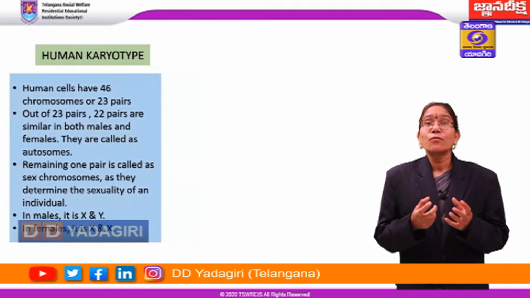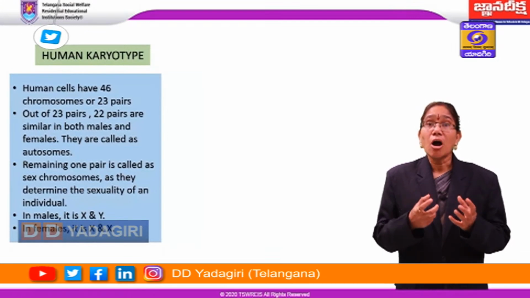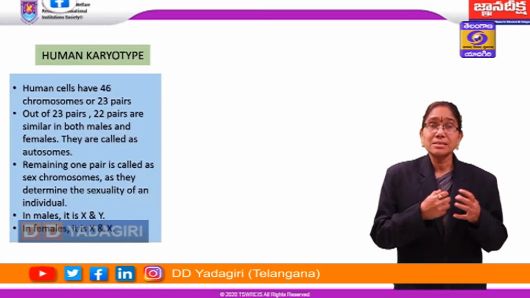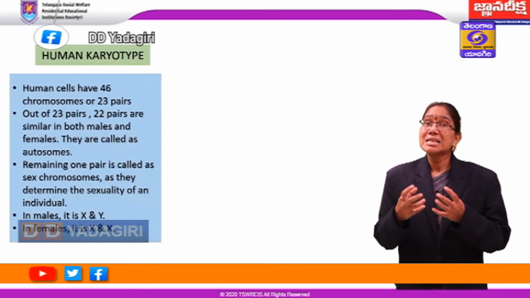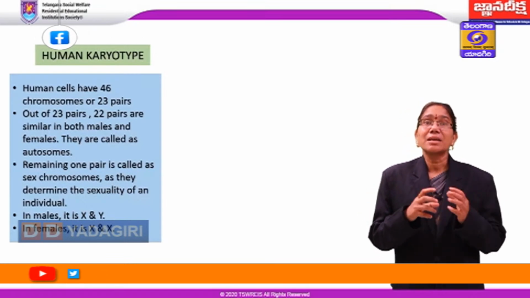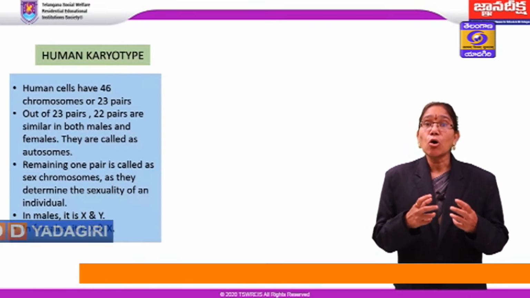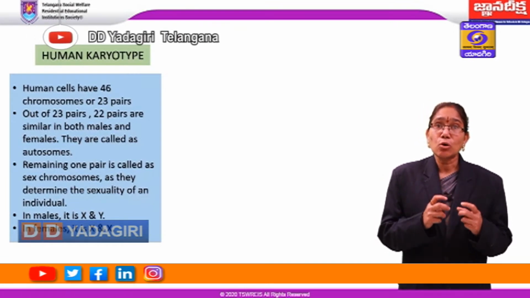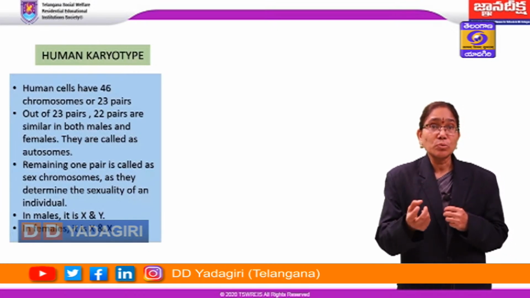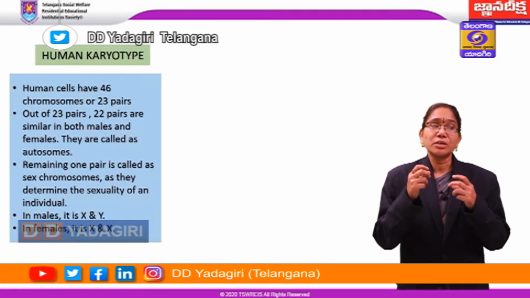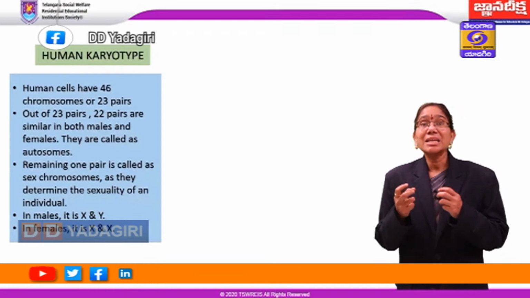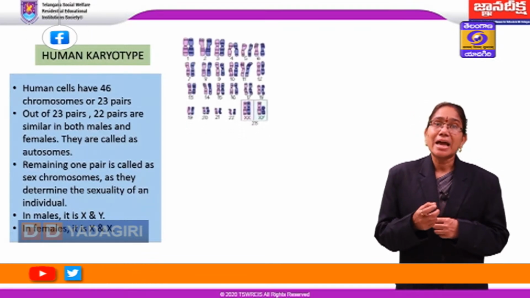Human cells have 46 chromosomes or 23 pairs. Out of 23 pairs, 22 pairs are similar in both males and females. They are called autosomes. The remaining one pair is called the sex chromosomes as they determine the sexuality of an individual. In males, it is X and Y. In females, it is X and X.